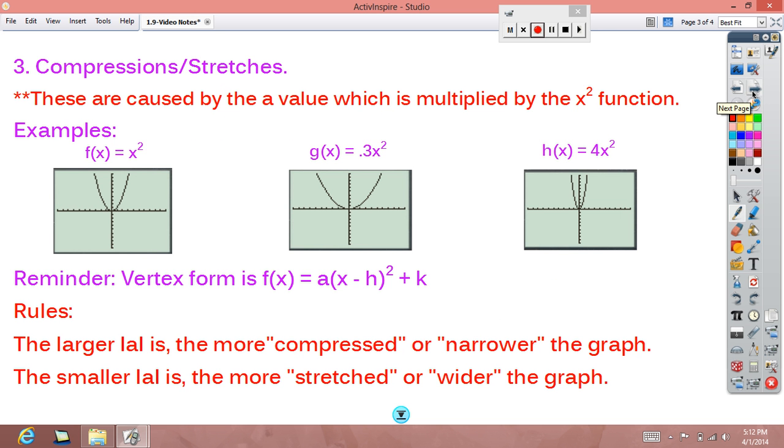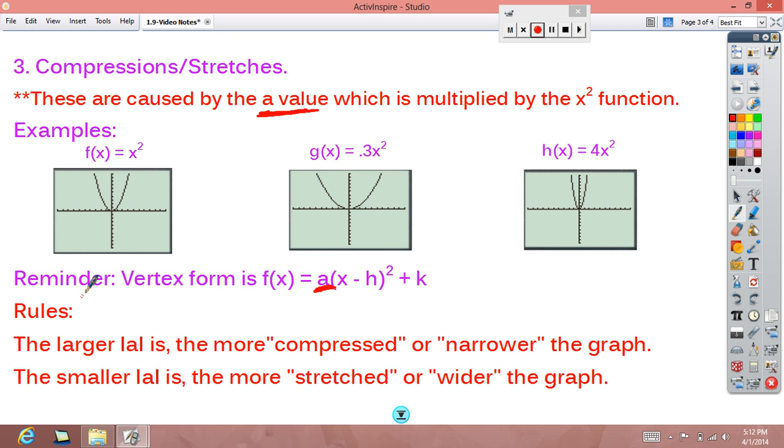All right. Stretches and shrinks are caused by the a value, which is multiplied by the x squared function. So a reminder down here that the vertex form is here. So based on my a value, we've seen some equations before where this a wasn't just a 1, it was a number. And so that number affects the way that the graph looks. And so these are sort of my 3 cases here. Okay? F of x equals x squared. This is just my regular x squared graph.